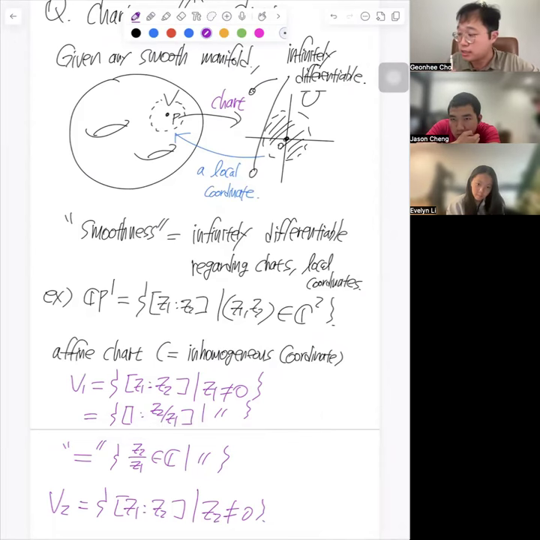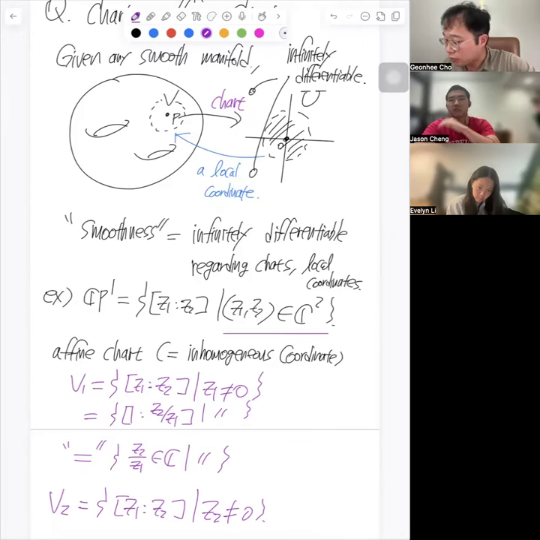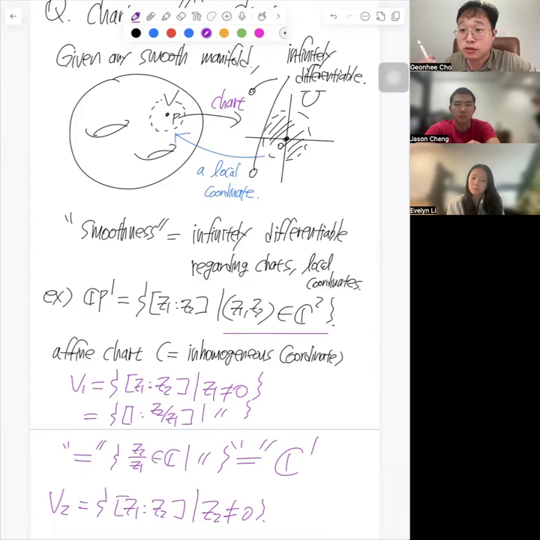Because Z2 and Z1 can take arbitrary complex values, we just require that Z1 is no longer zero. That's it, because we know the denominator cannot be zero. Is that okay with you? This is now the same, it's just Z1, because Z2 over Z1 can be any value, basically.